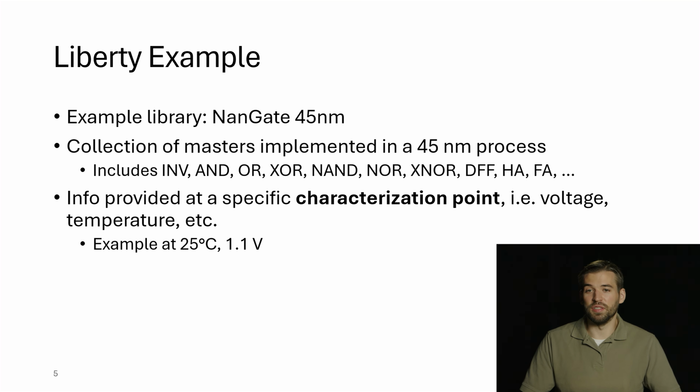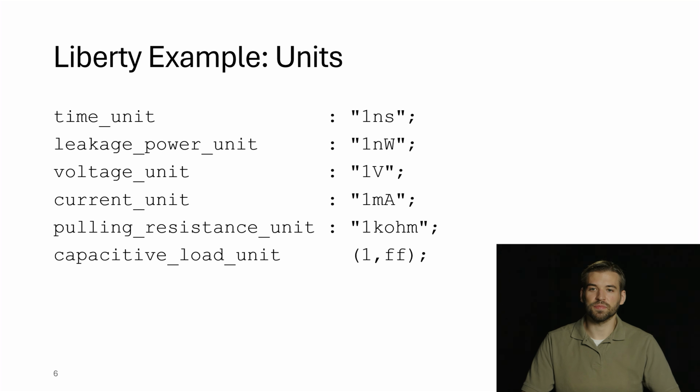The info is provided at a specific characterization point, which means that it's a specific voltage and temperature. For example, this one is provided at 25 degrees Celsius and 1.1 volts for the supply voltage. For those of you who have a circuit background, you may note that the characteristics of a circuit, for example, the timing information, the power, is greatly affected by both the temperature and the supply voltage. So for that reason, the Liberty file is provided at a specific characterization point.